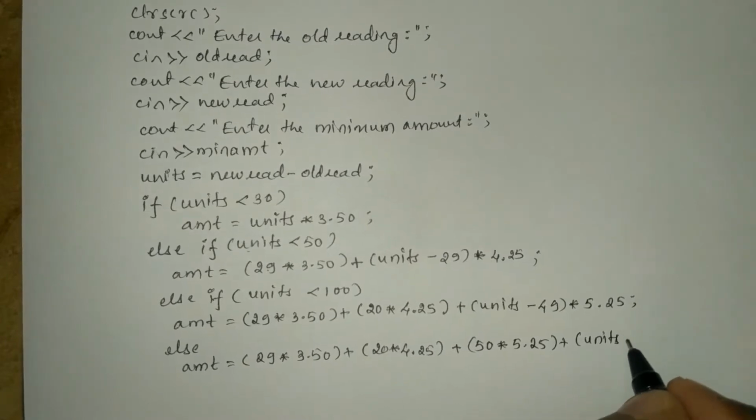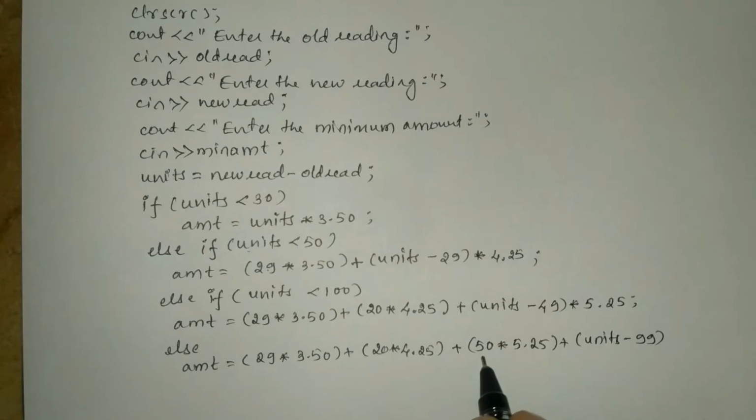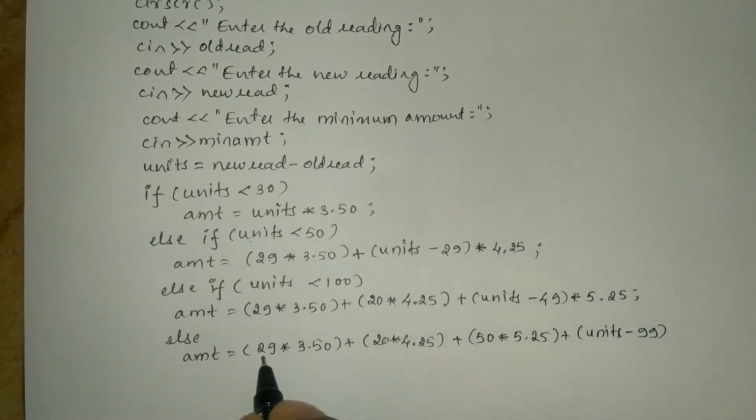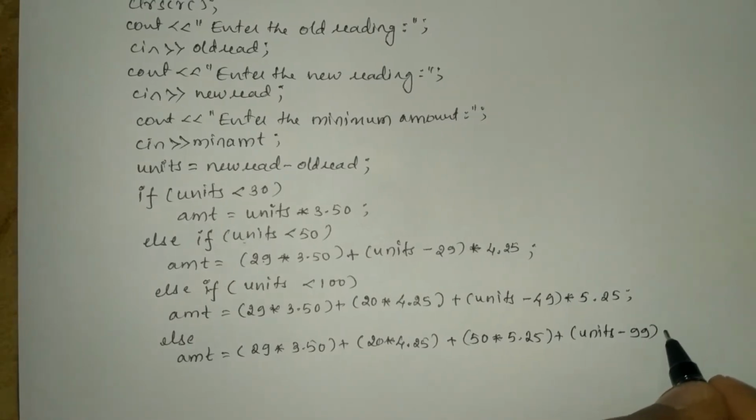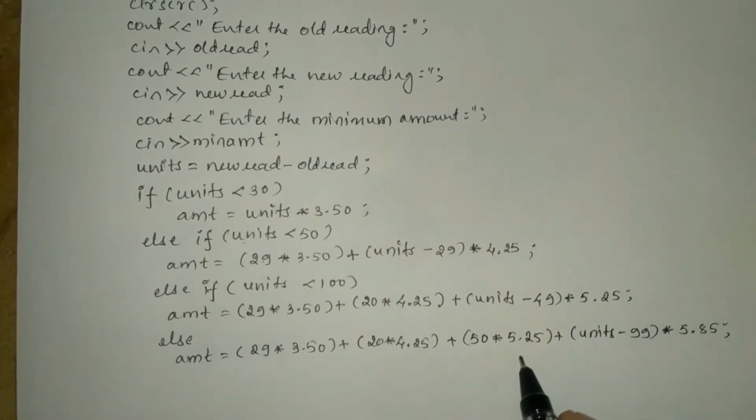So how many units we can calculate? Units minus 99. So here you can add 50 plus 20, it will become 70. 70 plus 29 will become 99. So units minus 99. So after 100 and after 100, how many units are consumed? So those number of units are charged with rupees 5.85 and put semicolon.